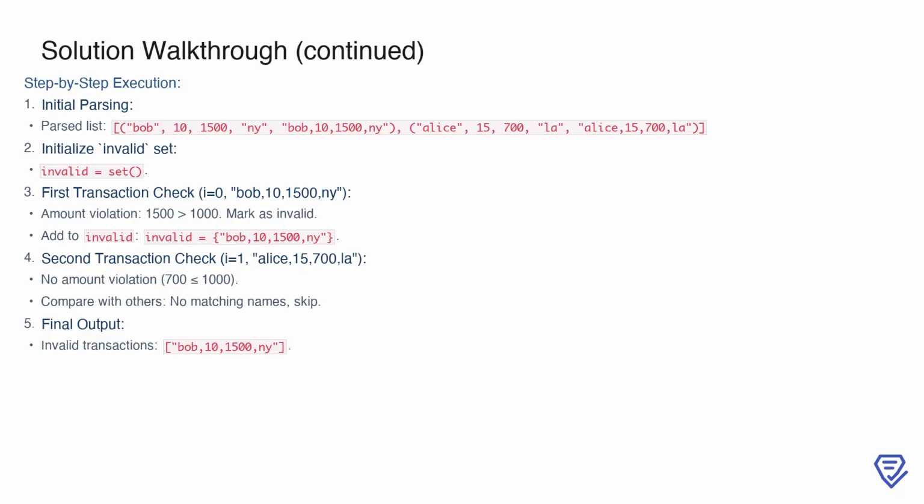For the second transaction, Alice 15,700 blah, the amount is within the limit. Since no other transactions have the same name, there are no additional comparisons, and this transaction remains valid. At the end of this process, the invalid set contains only Bob 10,1500 New York, which is returned as the output. This example highlights how transactions with excessively large amounts are immediately flagged as invalid without requiring further comparisons.